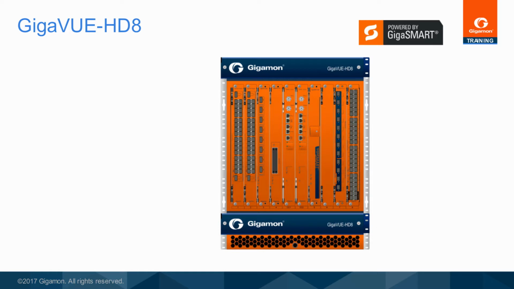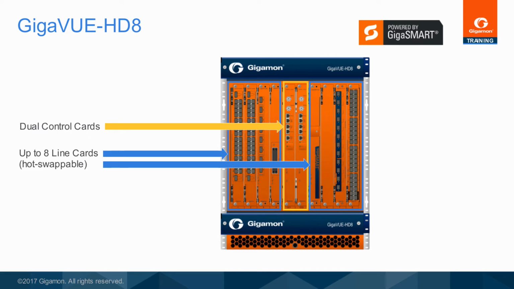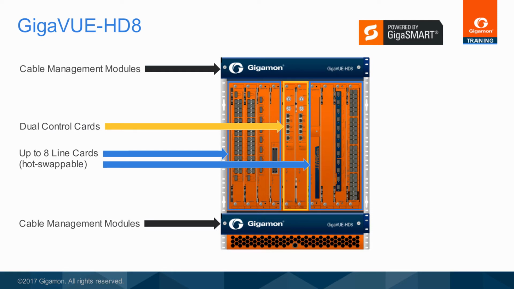Expanding further, the GigaVUE HD8 is populated with dual hot-swappable control cards that manage traffic forwarded between line cards and used for configuration and management functions. The GigaVUE HD8 can operate with only one control card in the event of a control card failure. The GigaVUE HD8 chassis has 8 slots for monitor port and GigaSmart line cards. Each slot is available for use with any of the available line cards. The chassis includes cable management guides that can support cables for the hundreds of ports available in a single chassis.